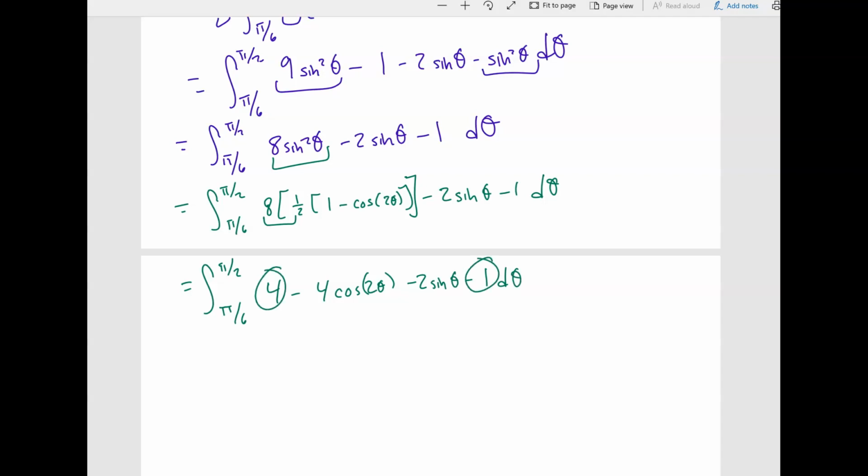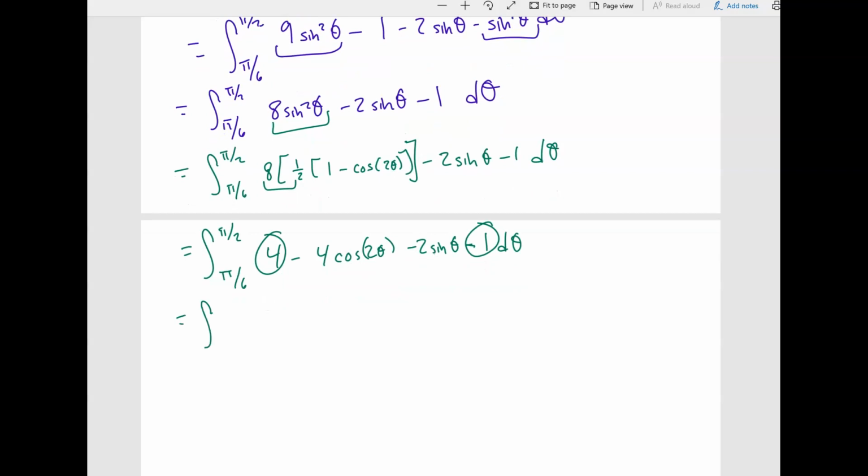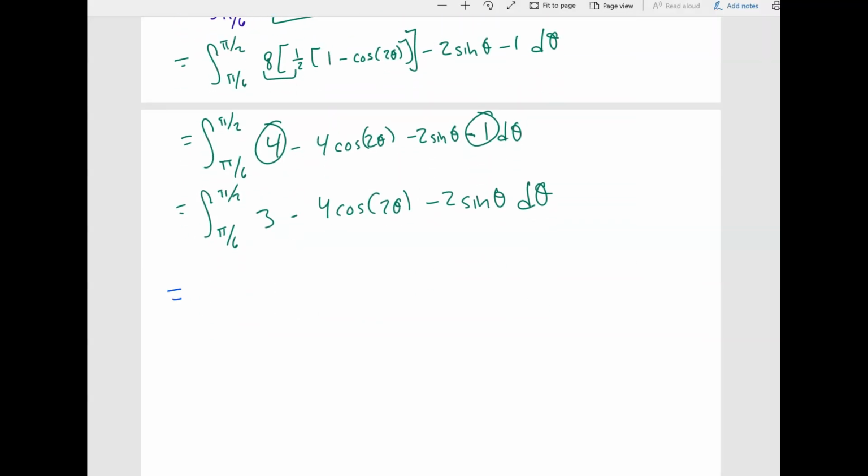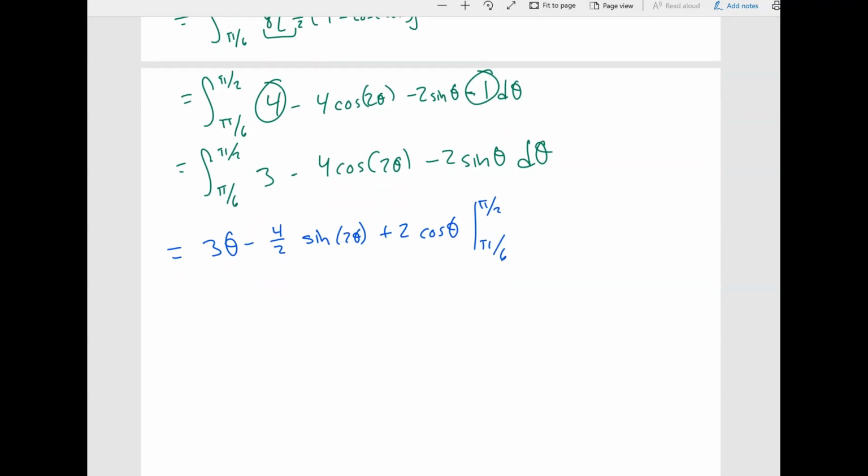So now let's collect the constant. So you're going to have the integral from pi over 6 to pi over 2 of 3 minus 4 cosine 2 theta minus 2 sine theta d theta. So now let's just take the integral of this guy. So you're going to have 3 theta minus 4 over 2 sine 2 theta, and then that's going to be plus 2 cosine theta from pi over 6 to pi over 2. Doing this all in my brain. All right, so then what you're going to do, you're going to plug this in, and what you're going to get is pi. Okay, so you can practice plugging that into the formula.